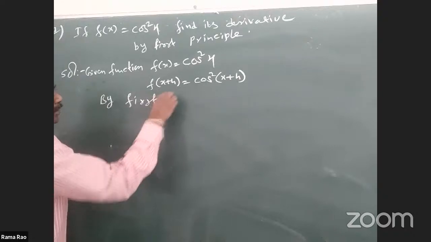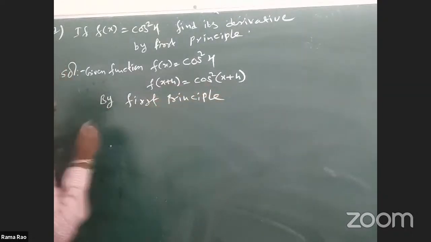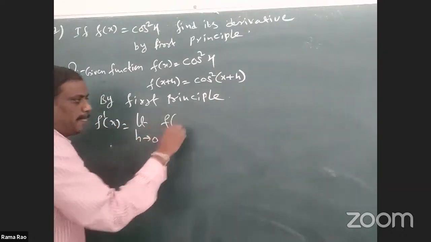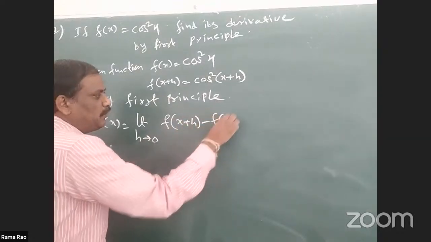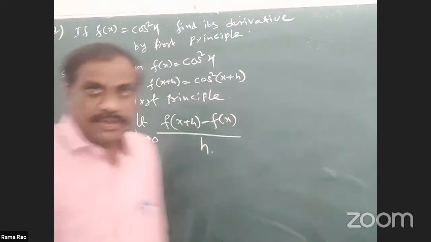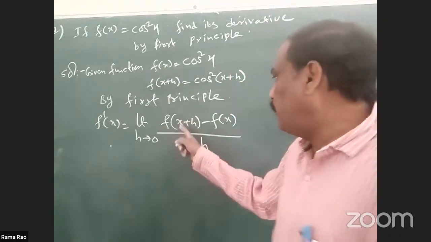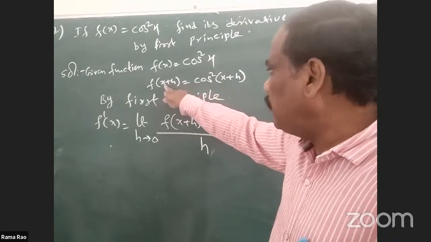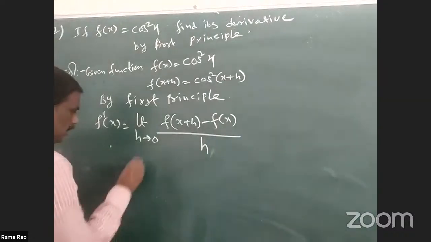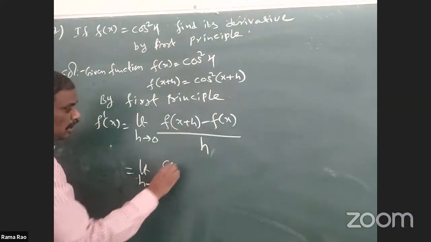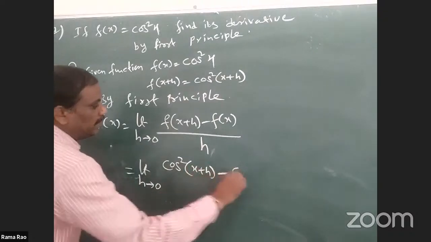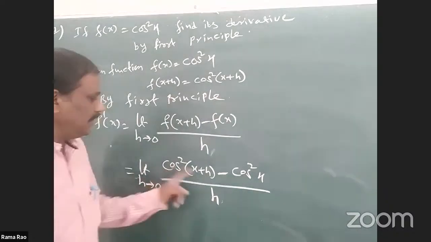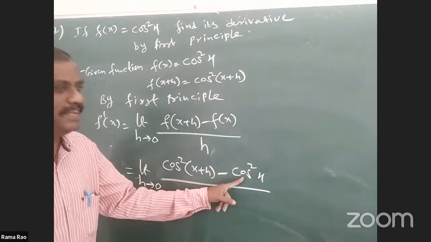By using the first principle, f dash x is equal to limit h tends to 0 of f of x plus h minus f of x by h. Here, the value of f of x plus h is, you see, limit h tends to 0 of cos square of x plus h minus cos square x by h.